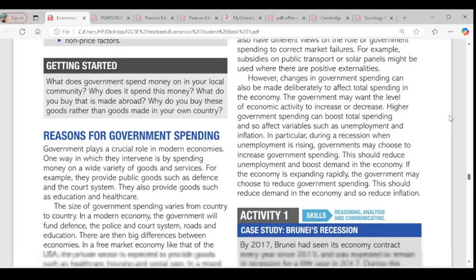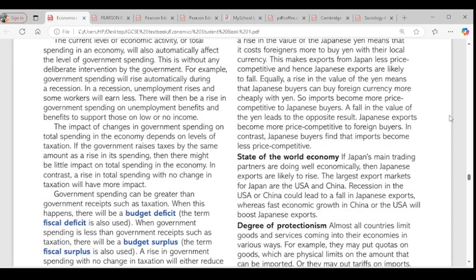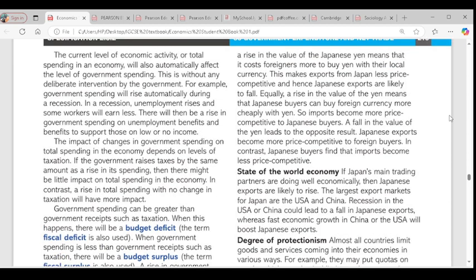So now the impact. The impact of changes in government spending on total spending in the economy depends on the level of taxation. Government can also spend, but it depends on the extent to which government makes taxes. If government increases its spending and at the same time increases taxes by the same level, it will not bring any impact. But if government increases spending and leaves tax as it is, then it will make a huge impact in the economy. Do you understand? So that's the impact of it.